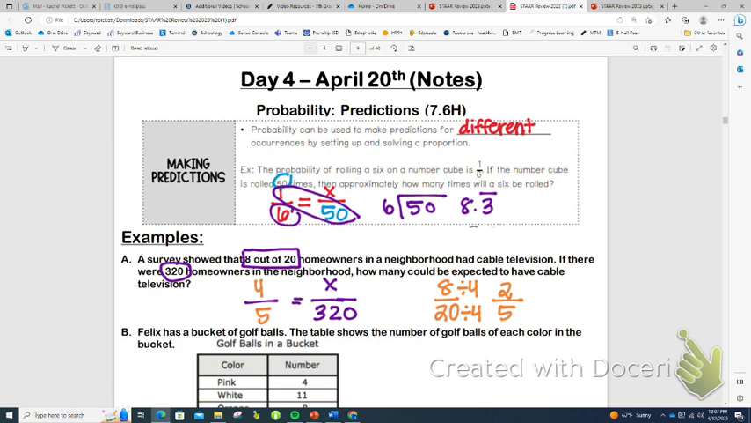So now we can either go from 5 to 320, but if you don't know that off the top of your head, we can cross multiply. Starting with 320 times 4. That gives us 1280, and then we have to divide by 5. I'm going to do that over here. 1280 divided by 5 is going to give us 128. So we can predict that 128 of the homeowners would have cable television.